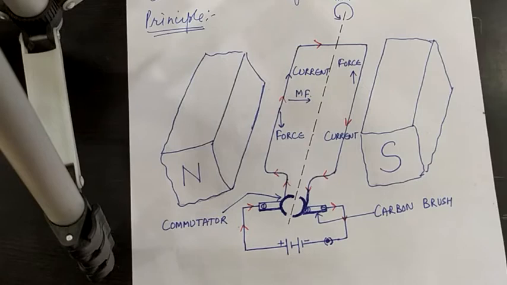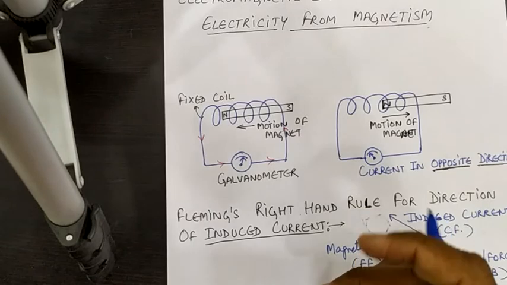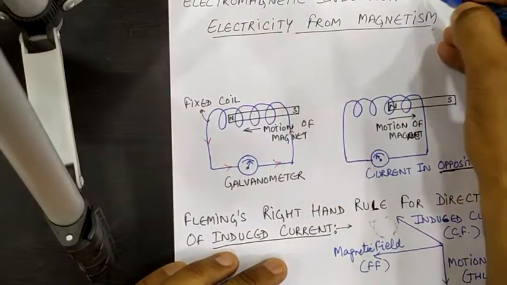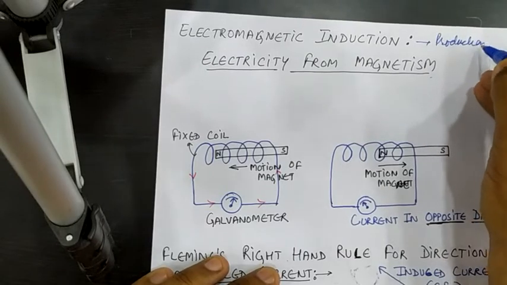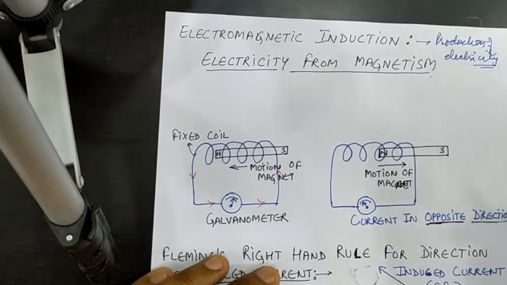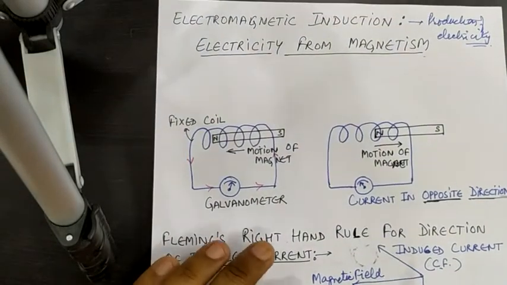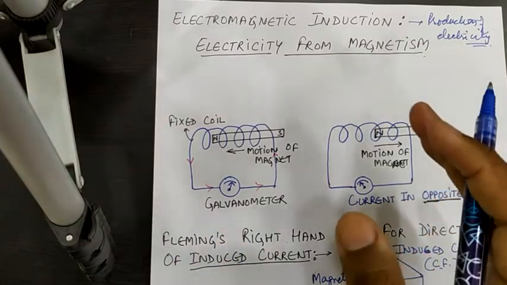Now we come to the next concept, that is electromagnetic induction. Electromagnetic induction is the production of electricity. The production of electricity from magnetism is known as electromagnetic induction.